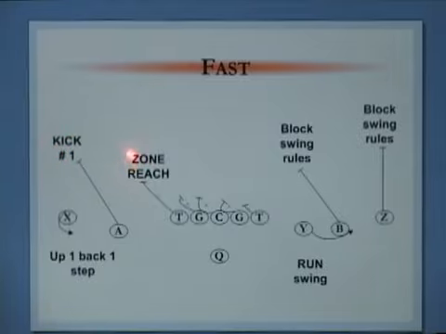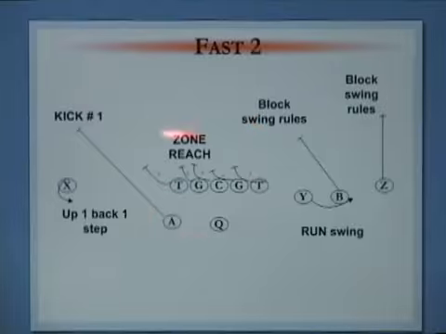Here you see the next diagram where, again, we're going to fake the swing over here or run it, and have something on the back side. Now we've got the back in the backfield here, and we're going to have him kick out number 1. Again, we're one step up, one step back, and still keeping the offensive lineman's rule the same, where we're zone reaching. So this is one of the screens we talked about.